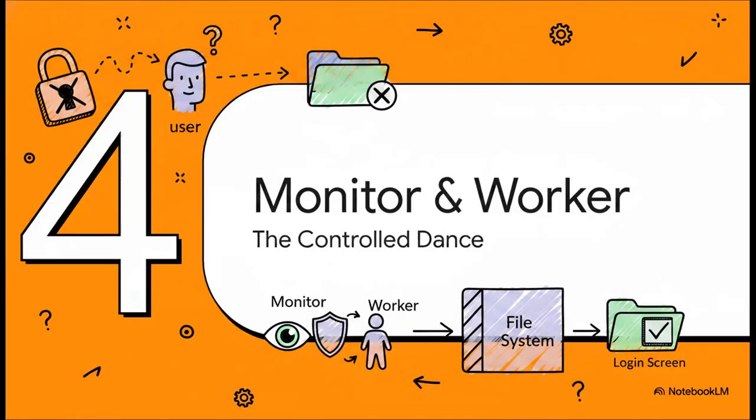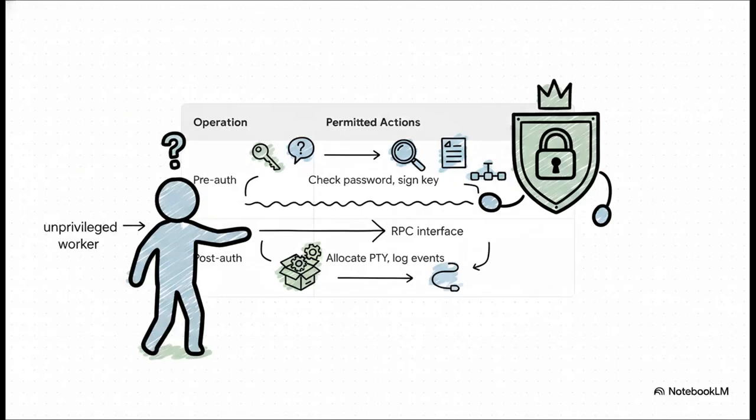Section 4. The monitor and worker dance. But that raises a big question. If the worker has 0 privileges, how does it do anything useful? Well, it does it through a highly controlled dance. The unprivileged worker has to ask the root monitor to perform sensitive tasks via a strict remote procedure call interface. It's a rigid request and response setup, neatly divided into pre-authentication and post-authentication operations. The worker can't read the password file, so it asks the monitor to do it, and the monitor just replies yes or no.